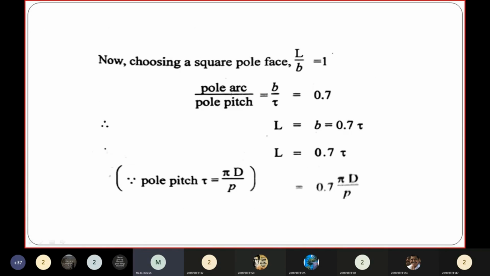So next, we are choosing a square pole face, L by B equal to 1, or L equal to B. As usual, pole arc by pole pitch value is given as 0.7. So L equal to B equal to 0.7 times tau. Tau is pole pitch, pi D by P. I am substituting here. So L equal to 0.7 pi D by P. The P is unknown to us; we do not know the poles. We have to select the number of poles.